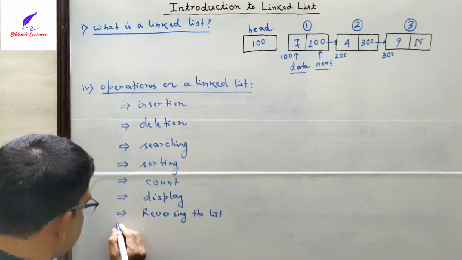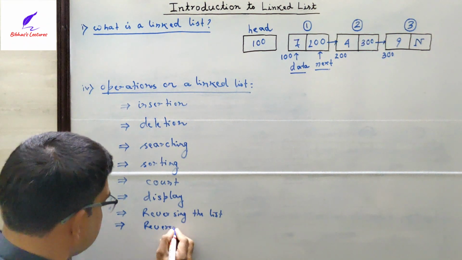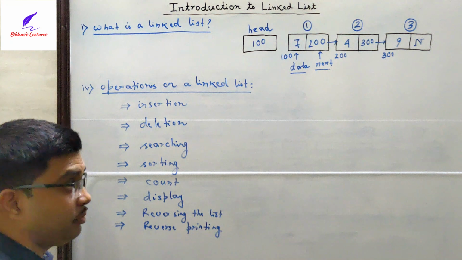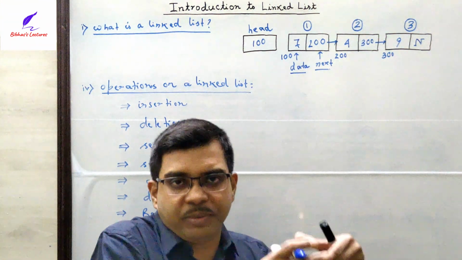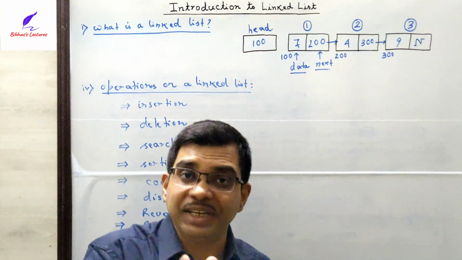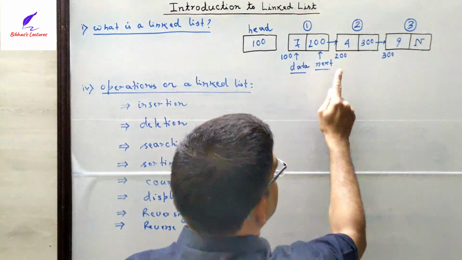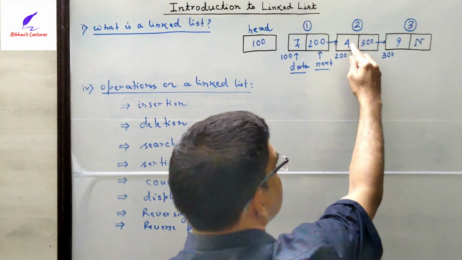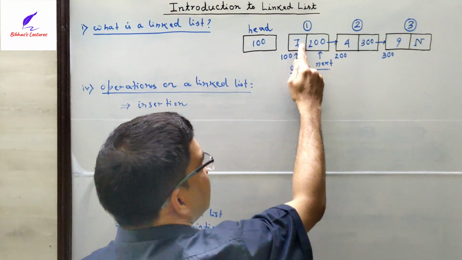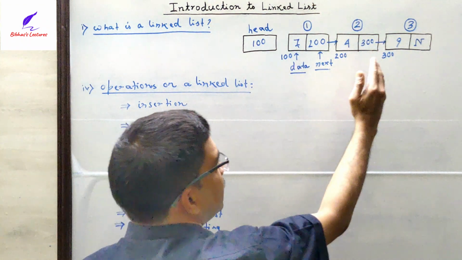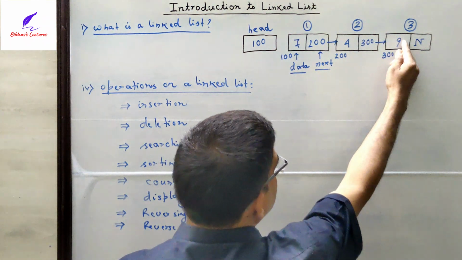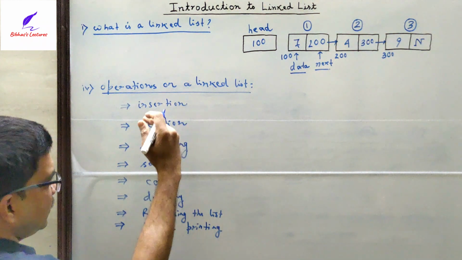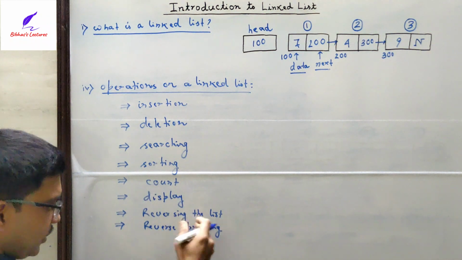The next operation is reverse printing. What is reverse printing? Reverse printing means we are not reversing the list. The list will remain intact as it is, but we will only print the data part in reverse order. In this single linked list, we will first print the data part of the last node, that is 9, followed by the data part of the second node, 4, and then the first node's data part, that is 7. So the output will be 9, 4 and 7. Okay, so these are the various operations: insertion, deletion, searching, sorting, count, display, reversing the list, reverse print.